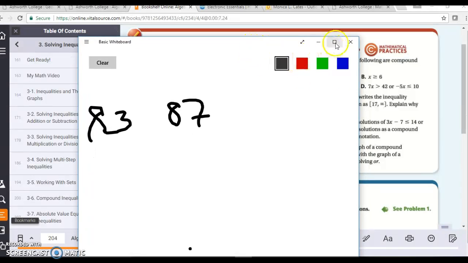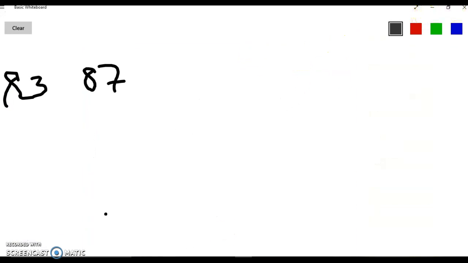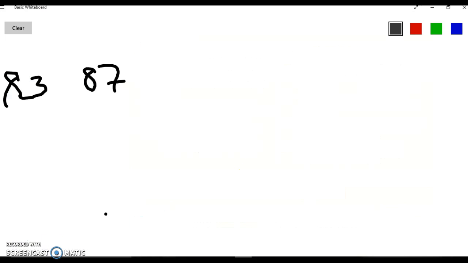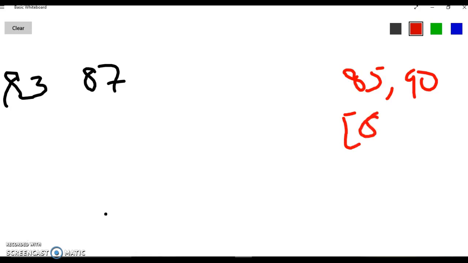So I'm going to solve for two different ones. I'm going to write it here in red: 85 and 90. That's what I want it to be between. When we're talking about inclusive, really I can write [85, 90], right? That's a notation that I can have. That's the average. We want to know what value on our test score we want.